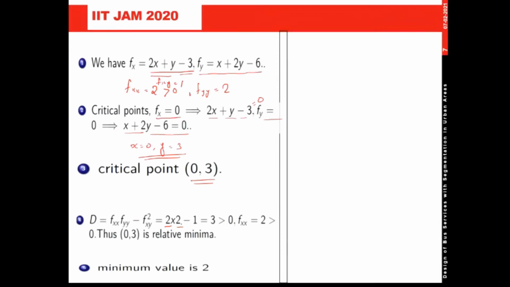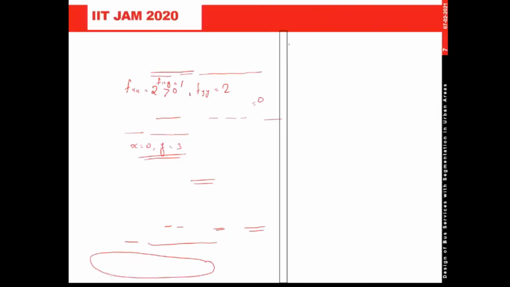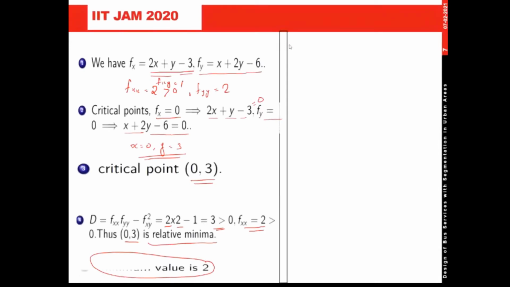So our d becomes 3. It's greater than 0. f_xx is greater than 0. So there is a relative minimum at (0, 3). Now, in order to find the minimum value, we will substitute (0, 3) in f, f of (0, 3), and you will get the answer. So the minimum value of this function is, so that is the answer.